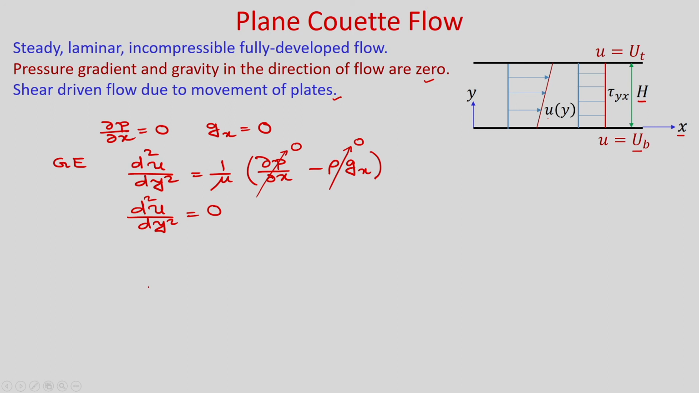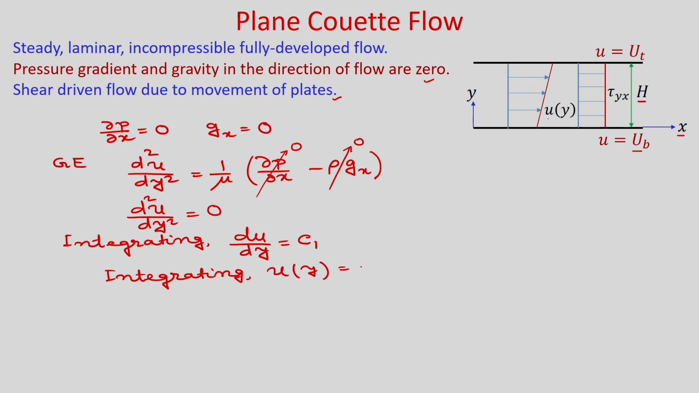Now, if you integrate this equation, you will get du by dy is equal to constant C1, and if you integrate again, you will get u, which is a function of y, as C1 y plus C2. Now, let us find these integration constants C1 and C2 by invoking the boundary conditions.